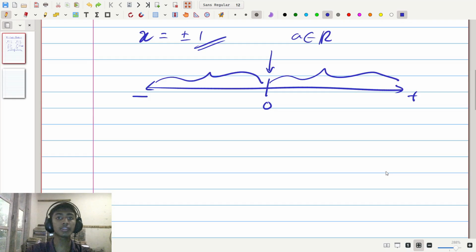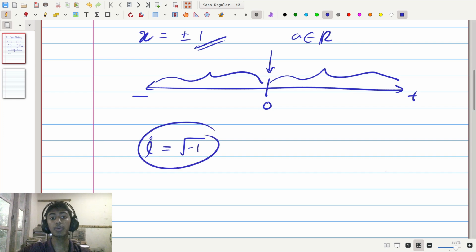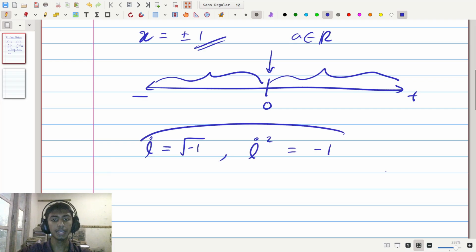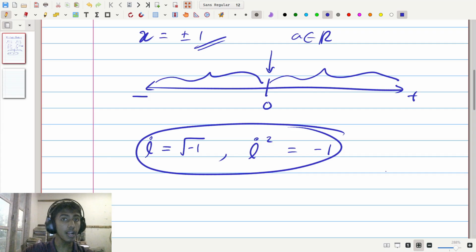Another individual, Leonhard Euler, gave these numbers a symbol. He gave them the symbol i, usually written with a loop like this. This symbol i is defined as being equal to the square root of negative 1. This now gives us a certain value that we can use to define all other imaginary numbers. This value i is our imaginary unit. From this, if we square both sides, we can also see that i squared is equal to negative 1. Using these two, we can now build up any square root of a negative number.